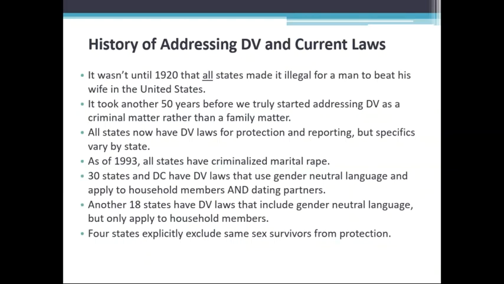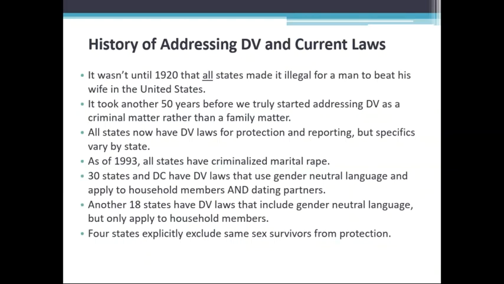Another 18 states have domestic violence laws that, while they did make the language gender neutral, it only applies to household members, living together, actually legally married. And then we still have 4 states that have explicitly excluded same-sex survivors from protection.